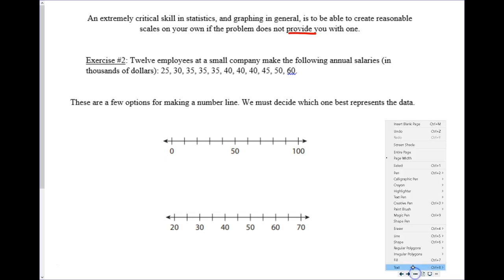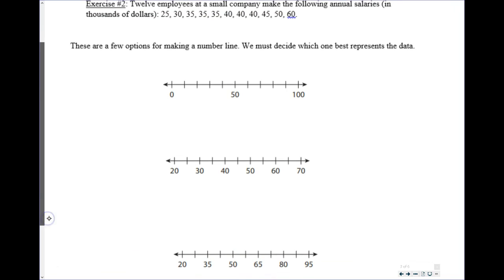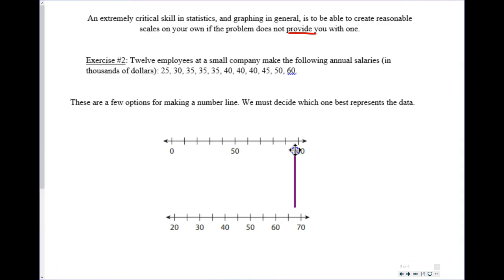So this next problem, exercise 2: 12 employees at a small company make the following salaries. They give you a list of all of these salaries from 25 to 60, and we need to decide which number line will work best. So I've given 3 options here. Now, when I think about a number line, I look at the lowest value of the data. So 25 is my lowest, and 60 is my highest. So I have to have a scale that goes from 25 to 60.